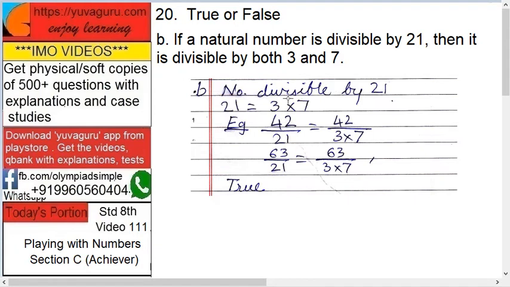Next, if a natural number is divisible by 21, then it is divisible by both 3 and 7. Okay. So 21 divisible by 21. It means 21 is what? 3 into 7. So it will definitely be divisible by 3 and 7. Here it's like this. If this bigger number divides somebody, then these smaller numbers would definitely divide. But vice versa is not true. If this smaller number divides somebody, this bigger number may not divide.